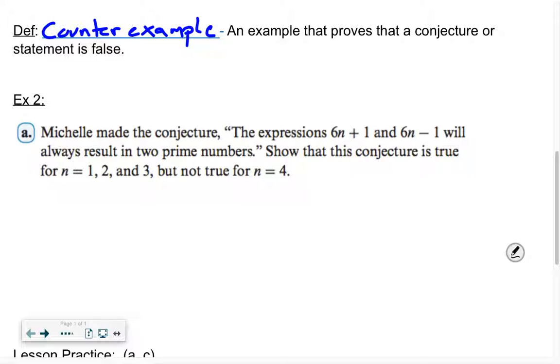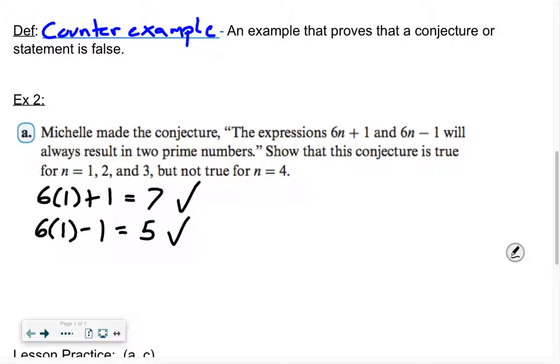6n plus 1, if I plug 1 in, what do I get? 7. Is that prime? Yes. 6n minus 1 would get us what? 5. That is a prime number, so that's true for 1. We could try it for 2, that would work. We could try it for 3, but let's go ahead and skip to 4.